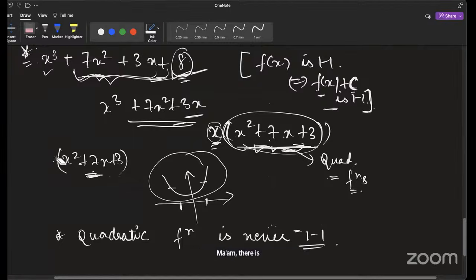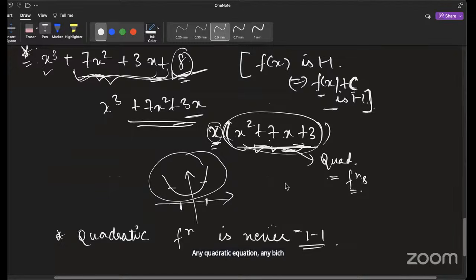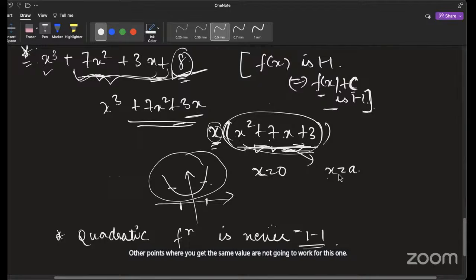Ma'am, there is one doubt. If a function is not linear, if it has a degree more than 1, any quadratic or biquadratic equation, it will never be 1-1, right? No, let's just go for quadratic roots only. If you have x equals to 0 and x equals to a, let's go for roots only, because only roots work here. Other points where you get the same value are not going to work for this one, if this is a root of this quadratic part.